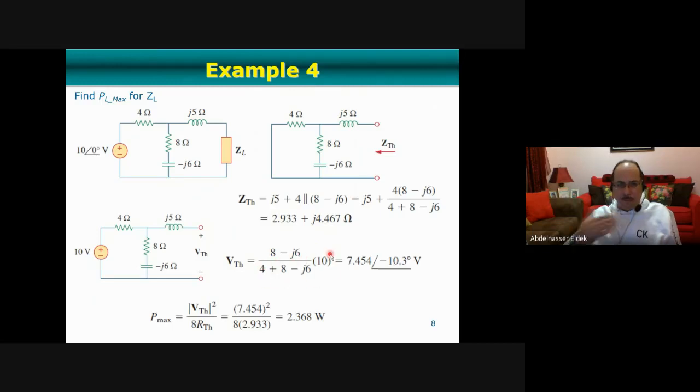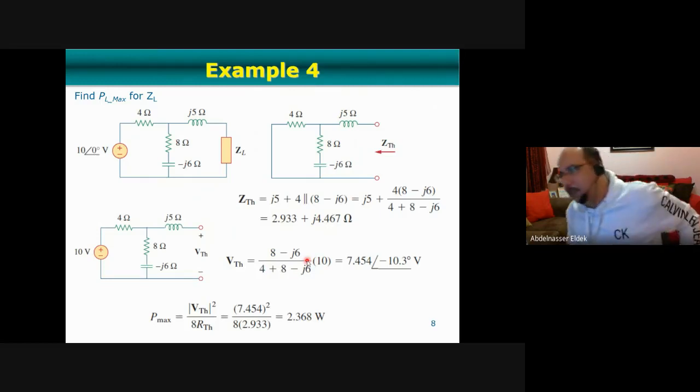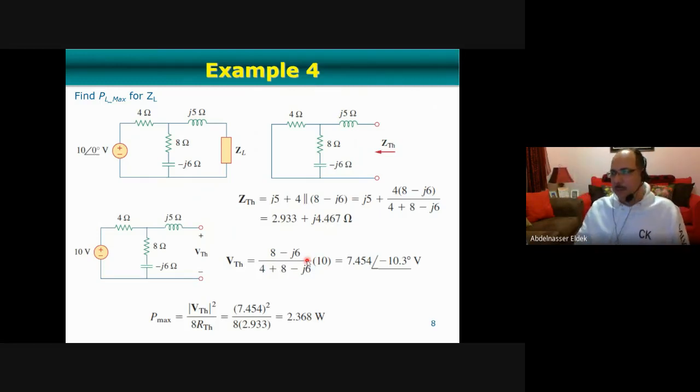Okay, here they use a voltage divider. It is the same. There is no difference. 10 divided by 4 plus 8 minus j6. This is the total impedance, so it is the total current here: 10 divided by 12 minus j6, multiplied by this one here, which will be 8 minus j6. You multiply this and you can do the same process again. You finally will get this Vth. So Vth is 7.454 and so on, and the angle negative 10.3.